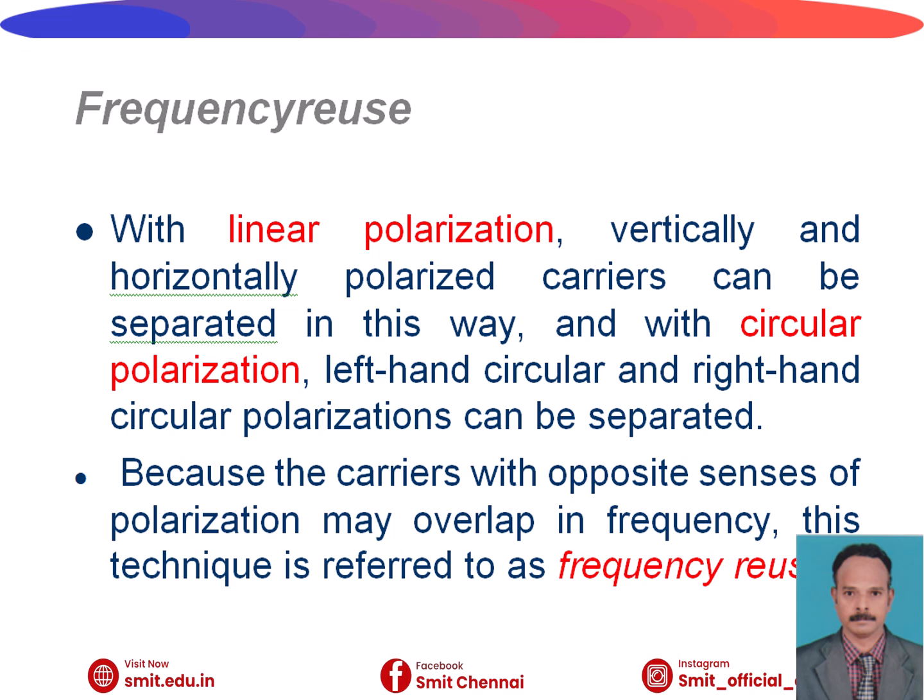Frequency reuse involves linear polarization, that is, vertically and horizontally polarized carriers that can be separated, and we can also use circular polarization. Polarization is nothing but the orientation, or we can say the direction, given to the electromagnetic waves. It can be left hand circular or right hand circular polarization. Both can be separated, and both can be received by means of same polarized antennas.